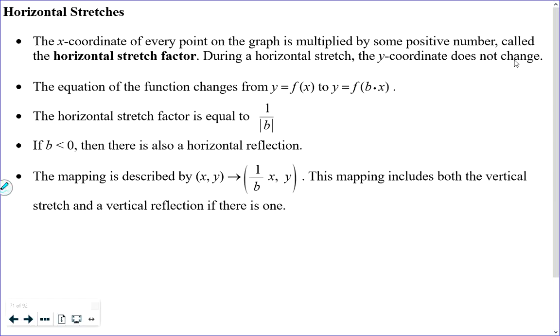If b is 2, then the stretch factor horizontally is a half, so I have to multiply x by a half. If b is negative 2, then there's a horizontal reflection and a horizontal stretch by a factor of a half. So I would multiply x by 1 over negative 2. The negative would flip the x over, and the 1/2 would stretch it. So when you talk about mapping, you're not putting in absolute values. Invariant points are the y-intercepts.